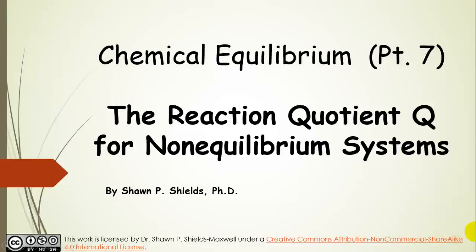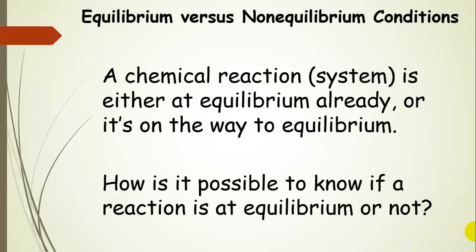Chemical Equilibrium Part 7, the reaction quotient Q for non-equilibrium systems. Okay, so up till now we've been discussing systems at equilibrium. And now we're going to start adding in what happens when we have non-equilibrium conditions.